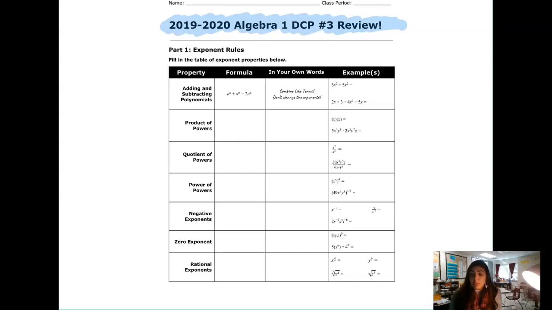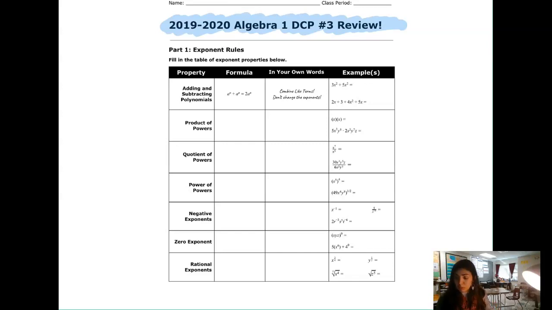Here is your DCP number 3 review. If you do not currently have a green formula chart with you, you probably need to get one. A lot of things that will be helpful on this review and for this test are going to be on this formula chart. The first part of this is the exponent rules.